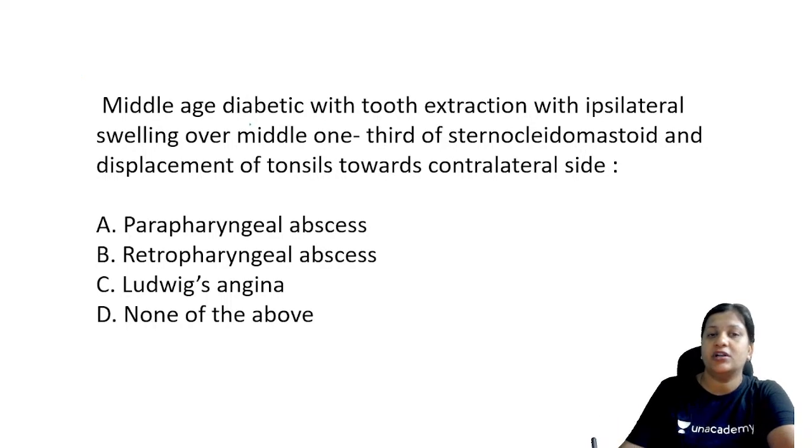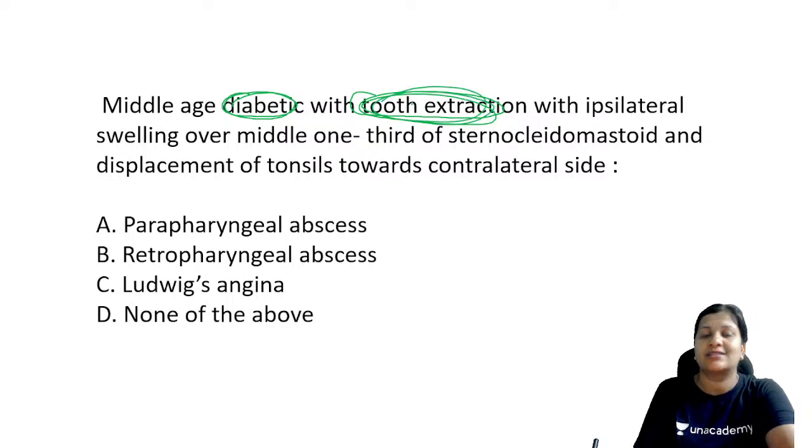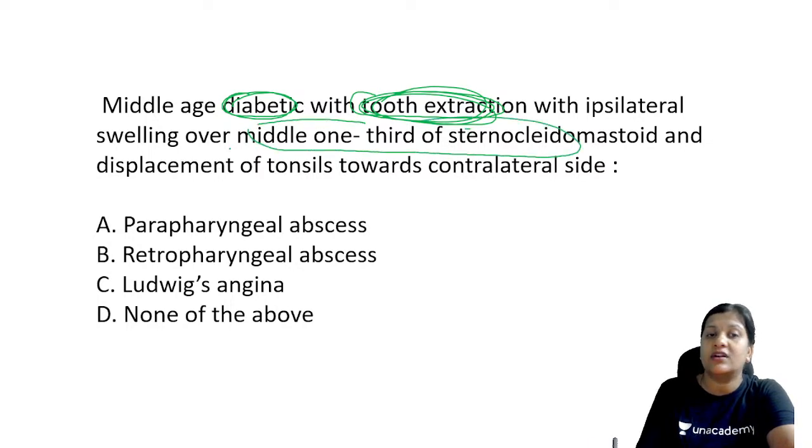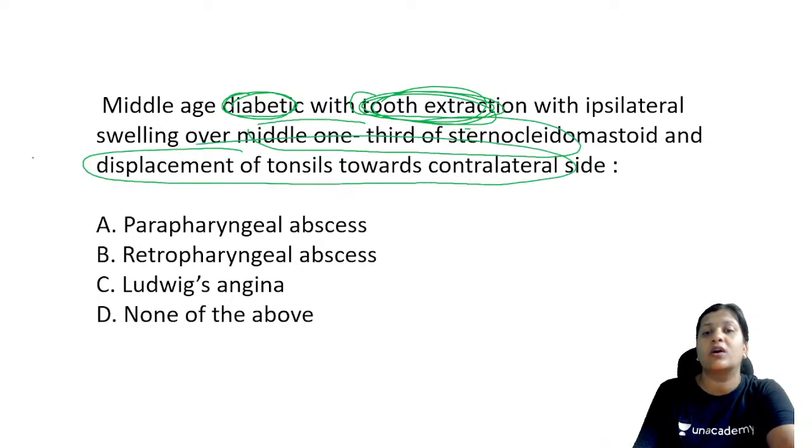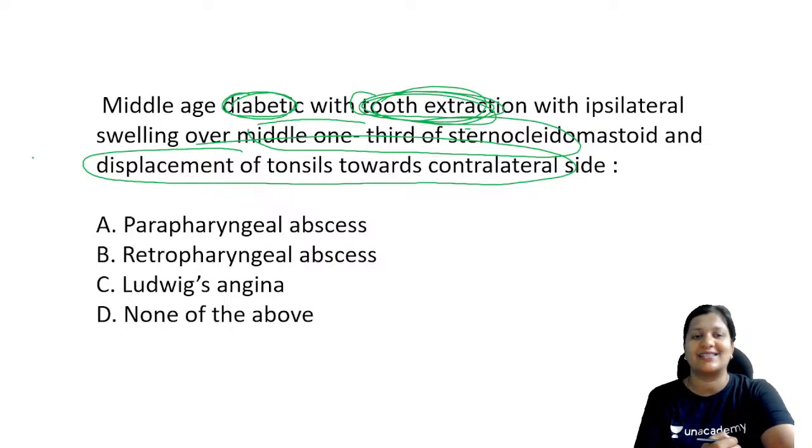So there is a patient who is diabetic. The patient is also having history of tooth extraction. After tooth extraction, meaning the infection is coming from the gums, from the teeth, from there the infection is going on the ipsilateral sternocleidomastoid, and there is also displacement of tonsil towards the opposite side. So what do you think is the cause for this? Is this parapharyngeal, retropharyngeal, Ludwig's, or none of the above?